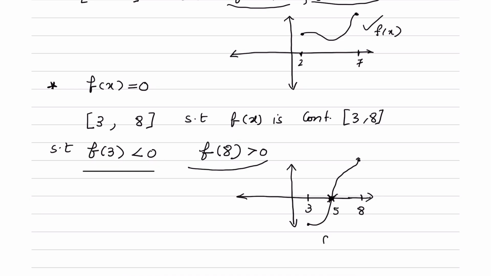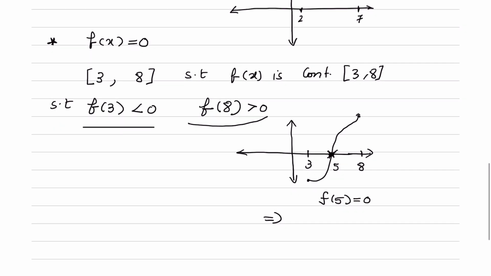So in this case f of 5 equals 0 and you will say that 5 is the root of the equation f of x equal to 0.